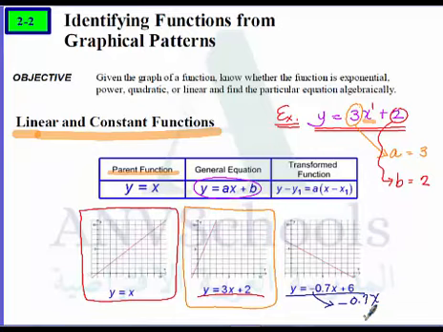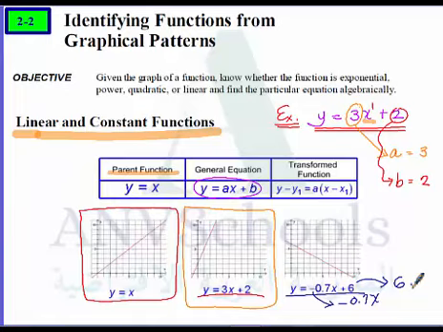Why? Because we have negative 0.7x, with a negative in front of the 0.7x, and we also have a vertical translation, which is 6. And what does the 6 mean? You have a plus 6. It's a vertical translation, 6 units upwards. And what does the negative mean? The negative means that it is dilated, or a reflection across the x-axis.